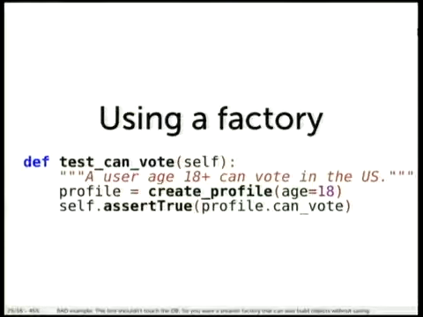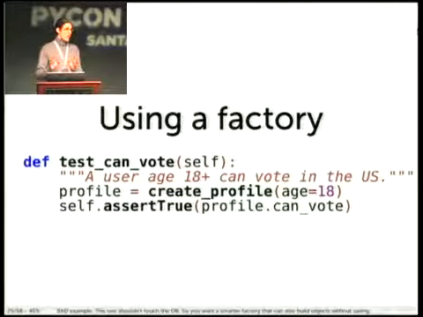The only thing I care about for this test is the age of the user. I don't care about anything else, so I don't have to say anything else. My test is explicit about exactly the data it needs to be explicit about and no more. And then I can make the assertion I need to make. It's a very simple and clean test.